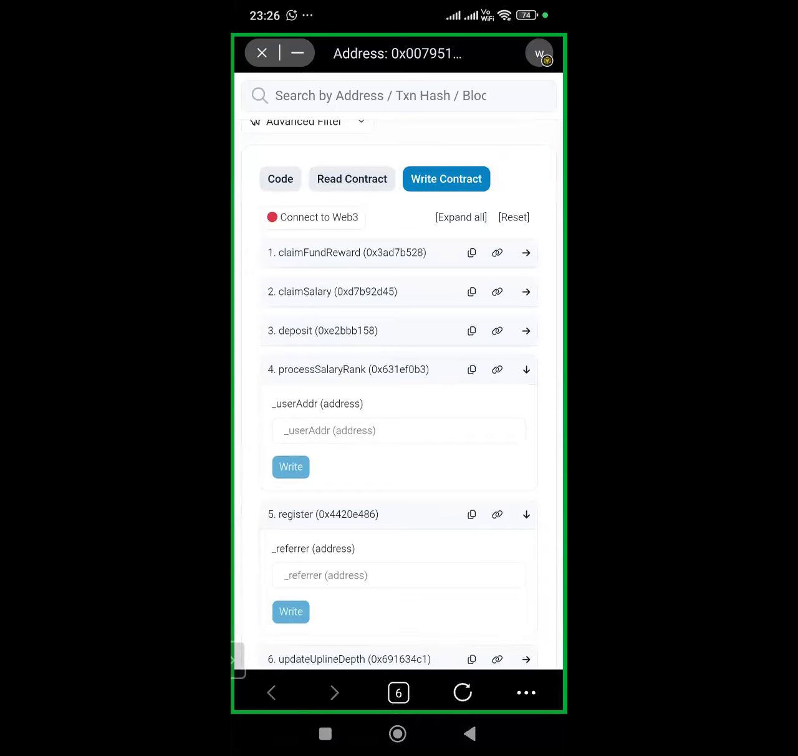So I am already registered. Okay, so you can register from here on the blockchain. Even if you don't have a domain, you can withdraw from here.